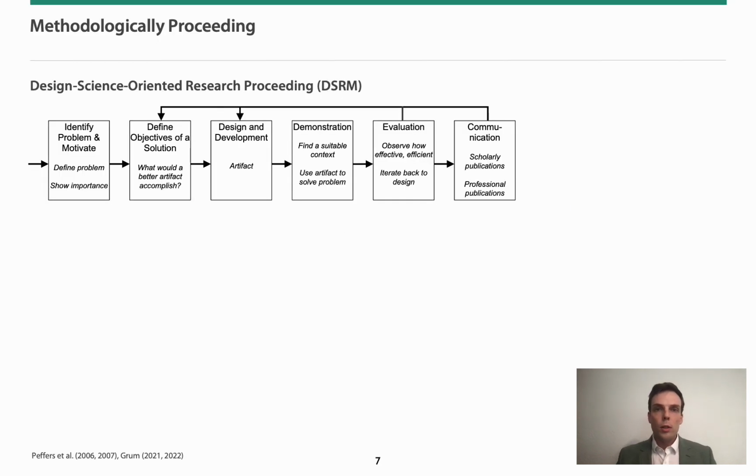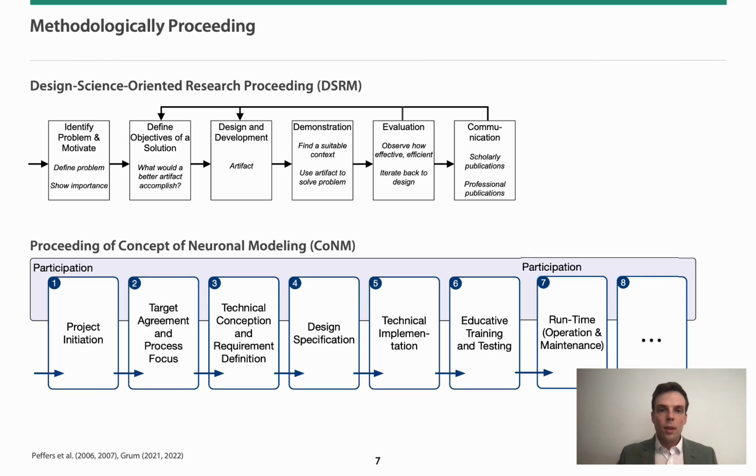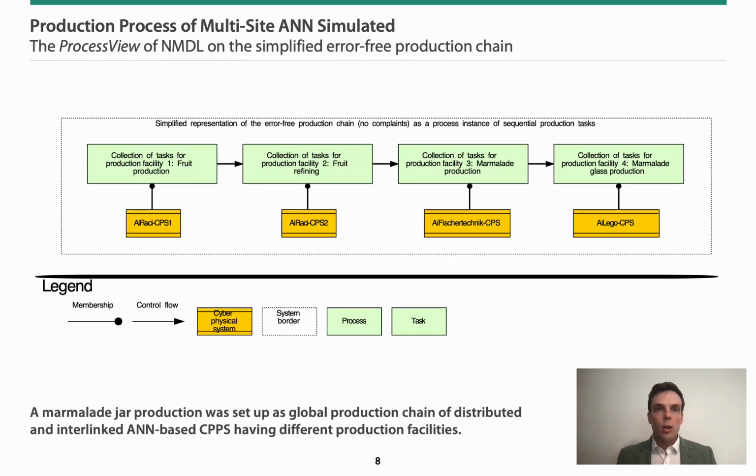Principally, the research was realized as a design science-oriented research. Requirements were collected and the simulation system has been set up. Experiments were designed and multi-site ANNs have been demonstrated and evaluated. However, for setting AI-based systems up, the concept of neural modeling has been essential and its proceeding. To simulate a global production chain, 4 production sites were conceptualized. Each has had different ANN-based production machinery and different production tasks.